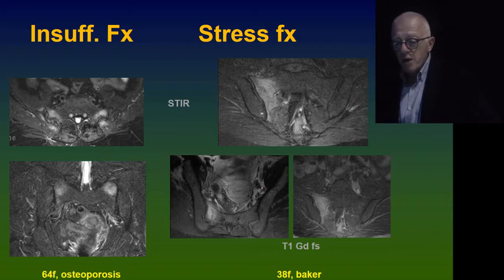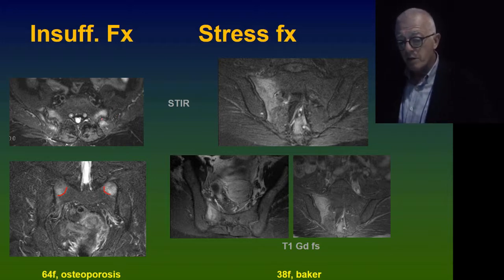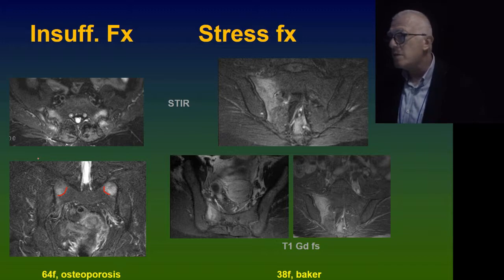Stress fractures and insufficiency fractures are recognized more and more commonly now. Here is an osteoporotic lady, 64. Osteoporosis was known in the history, presents with pain. We see the typical location of the bone marrow edema in the sacral wings, and we see it bilateral also, and rather symmetrical in appearance. In this context, the diagnosis is easy.